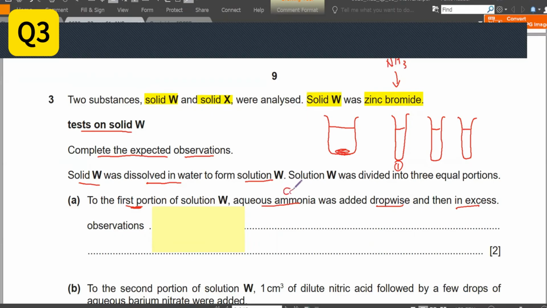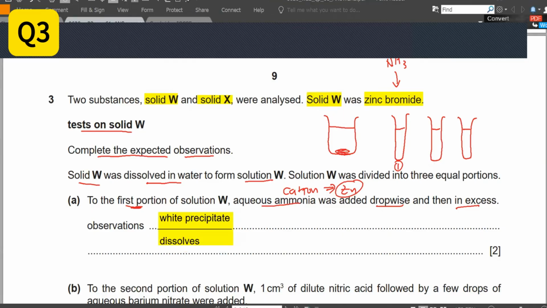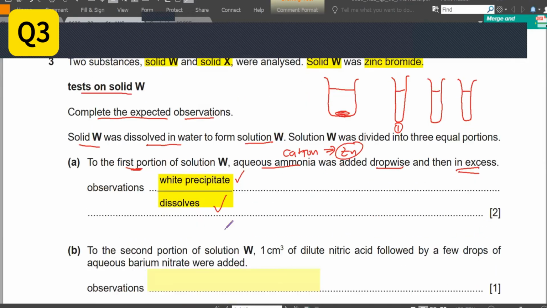We know that ammonia is a test for cations. Here we are testing for the zinc. We need to recall, when we add ammonia to zinc, what is the expected observation? We can refer to the identification of cations table, straightforward. When we have zinc and add ammonia dropwise, first we get a white precipitate. When we add in excess, it will dissolve. That is what we expect for the zinc bromide.